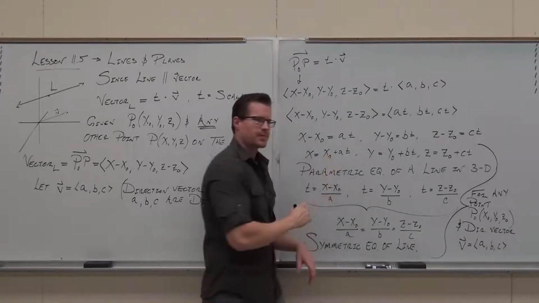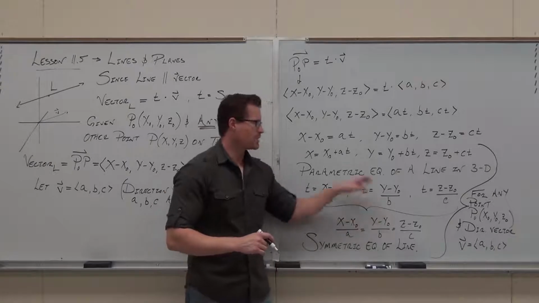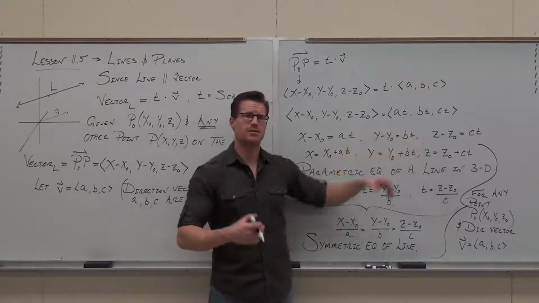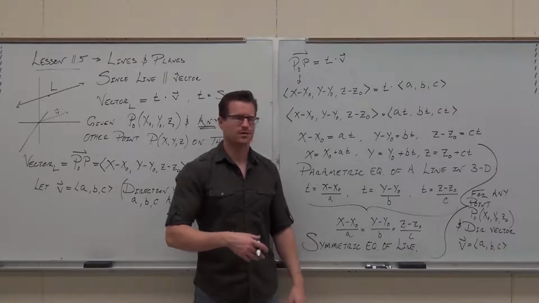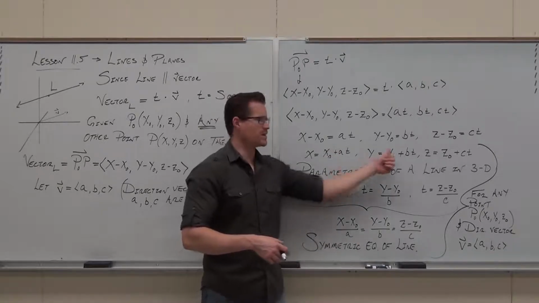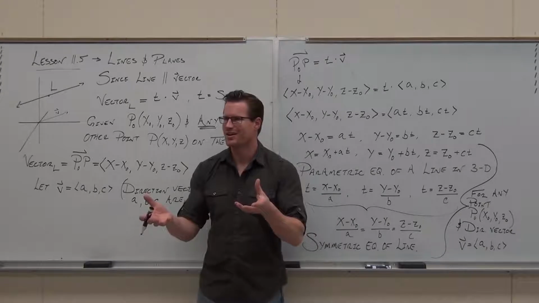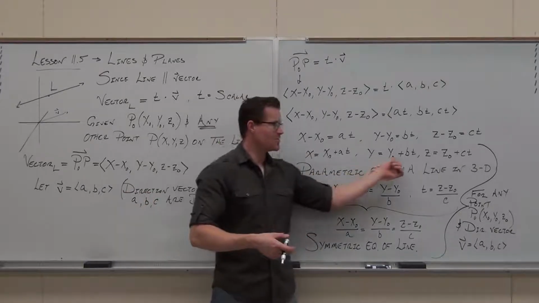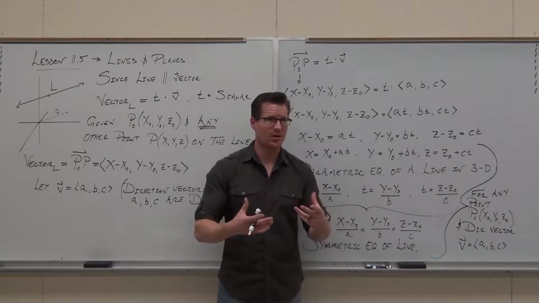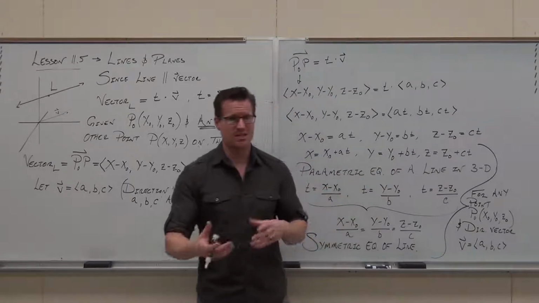Also, what's really cool, anytime I give you one of these lines and ask, can you find the vector that's parallel to that line? Yeah, as long as you have a, b, and c, you automatically have the vector. Can you find a point on the line? Yeah, automatically you have a point on the line. It literally gives us the two things we need to make the equation of a line.